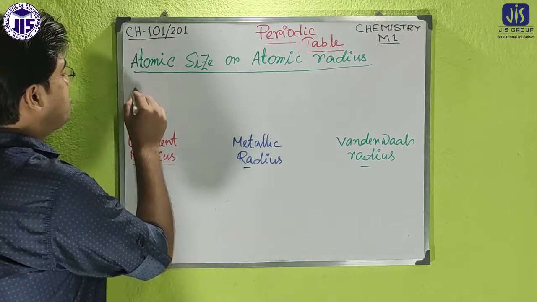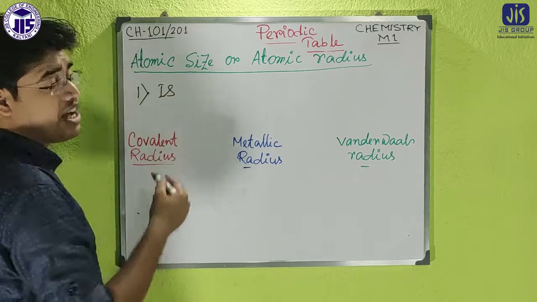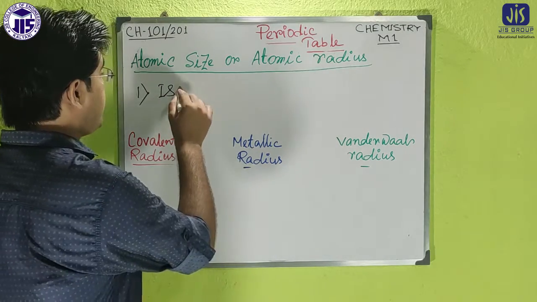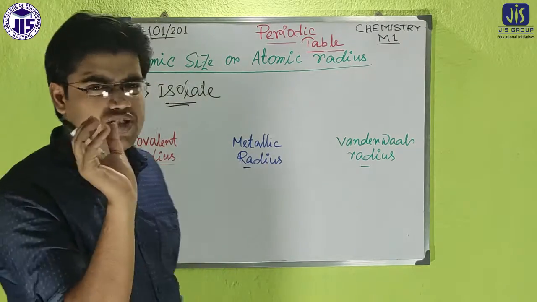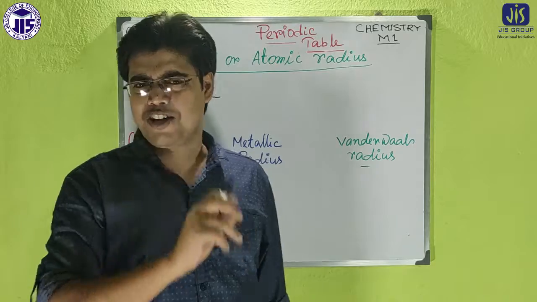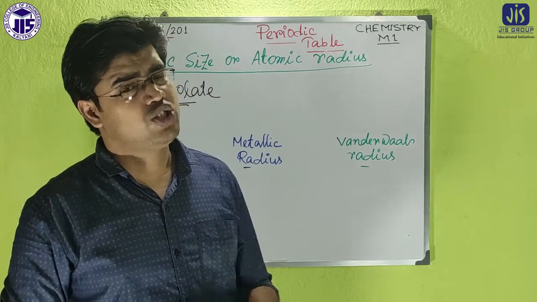The first problem is that isolation is not possible. If we want to isolate a particular atom, a single atom, is it possible to isolate a single atom? It is not possible. So that's why direct measurement is not possible.